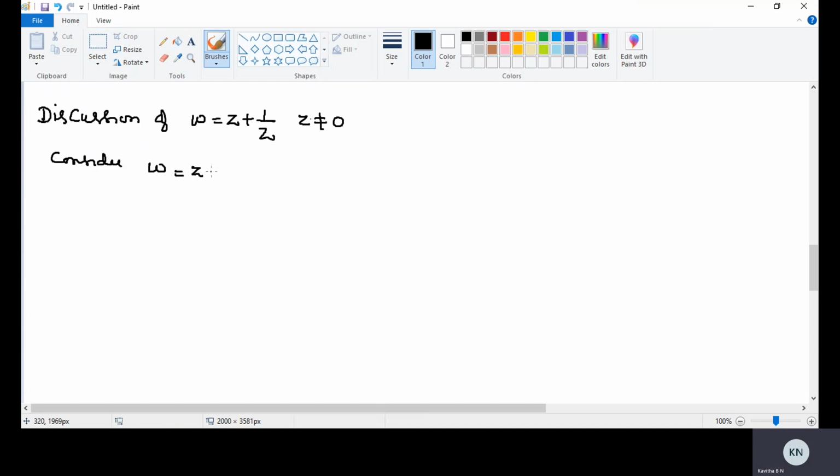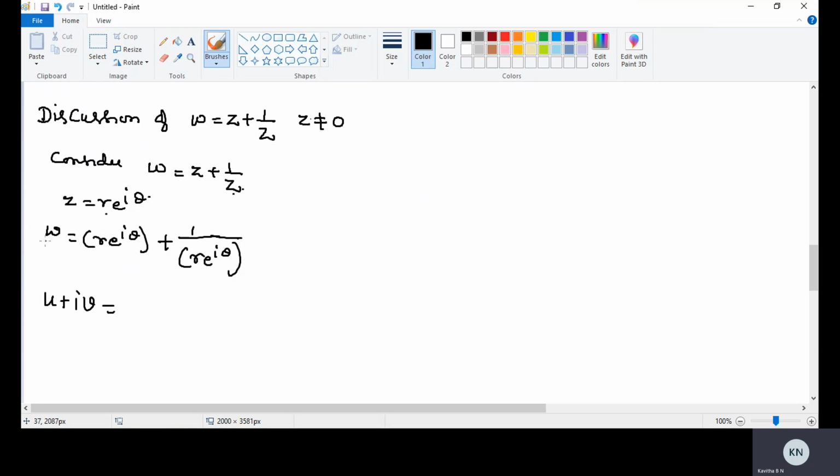W is equal to Z plus 1 by Z. Okay, in place of Z, substitute R into e to the power of I theta. Okay, means W is equal to, in place of Z, R into e to the power of I theta plus 1 over, in place of Z, substitute here R into e to the power of I theta. Okay, then W is nothing but U plus IV.